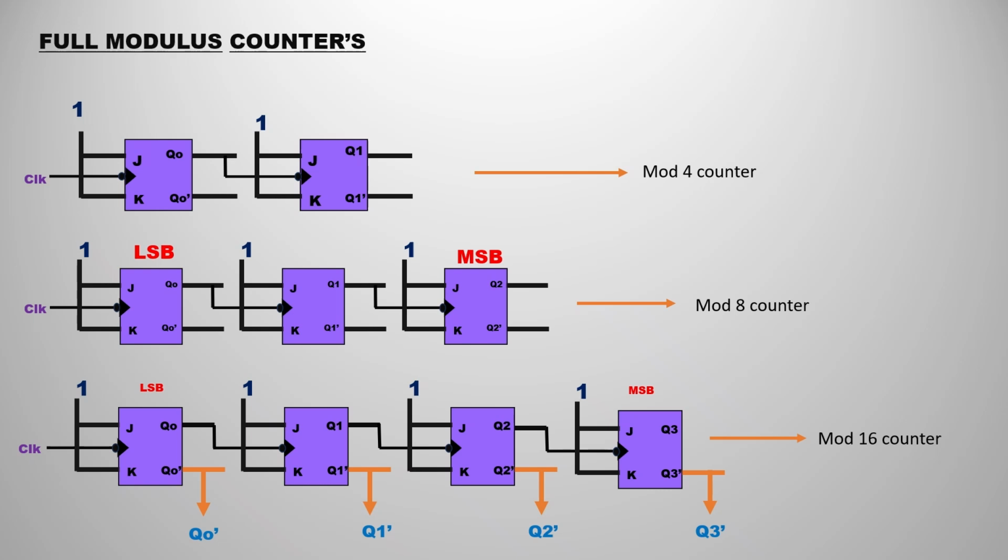These are full modulus counters, meaning up to 2 power n. The next one is the mod 16 down counter. So like that, you have only full modulus counters. But in this video we are going to cover mod 5. So let's see how to do that.